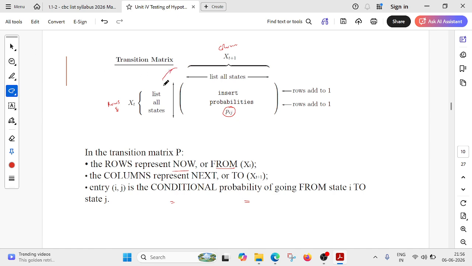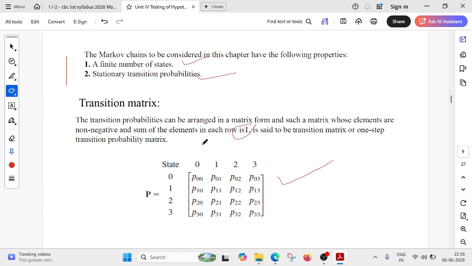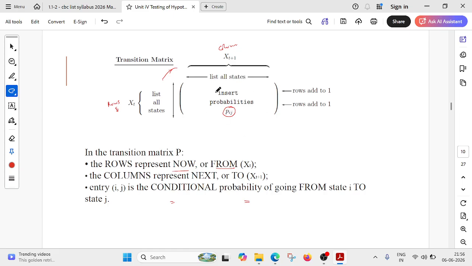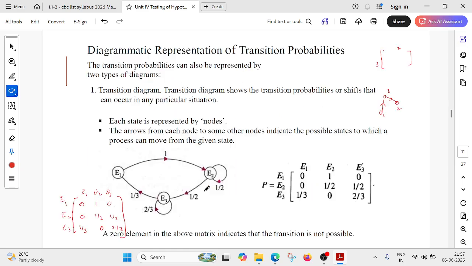The transition matrix lists all the states here, and then here also we list all the states. Then we insert the probabilities here. Every row should sum to 1. In the transition probability matrix, the rows represent the current state xt, and the columns represent the next state x(n+1) or x(t+1). The entry ij is the conditional probability of going from state i to state j.